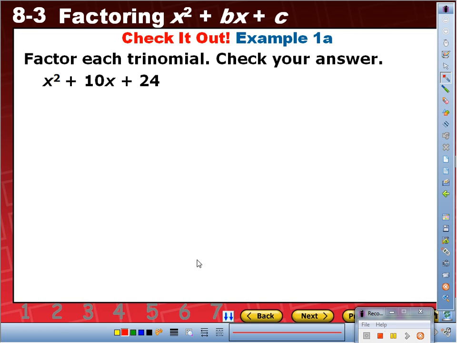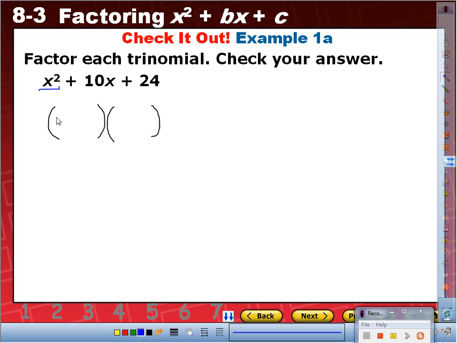Ready? Okay. Step 1, let's scan for GCF. Let's see, a number, nope. Do all three of them have variables? No, so no GCF. Step 2, open two parentheses. Step 3, factor the first term. This becomes what? X times X. Are we there so far? Step 4, check this out.